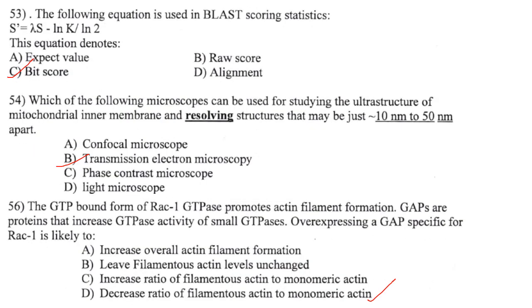The next one. The following equation is used in BLAST scoring statistics. S dash is equal to lambda S minus ln K by ln 2. This equation denotes bit score. Answer is option C. Next one.